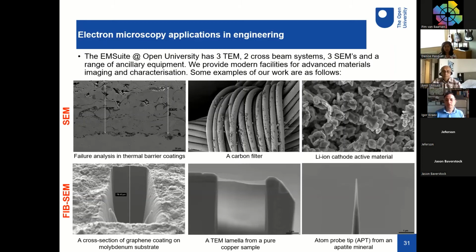Having cross-beam systems allows us to do that. Bottom row shows examples of what we can do. We can prepare a cross-section to measure coating thickness. Bottom left shows cross-section of graphene coating on molybdenum substrate. Coating thickness can be from tenths of nanometers to 100 microns.